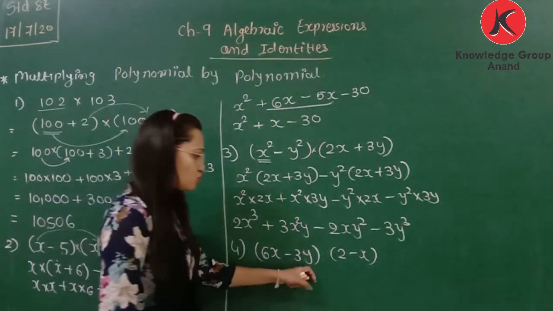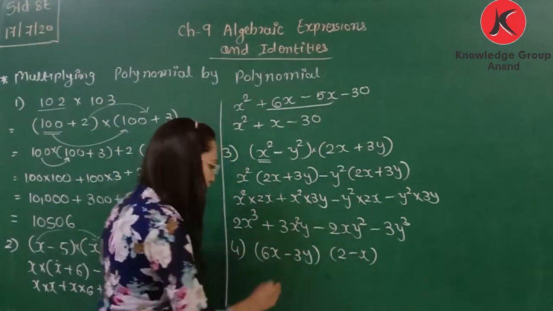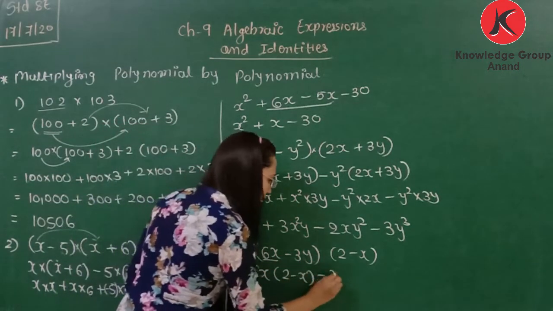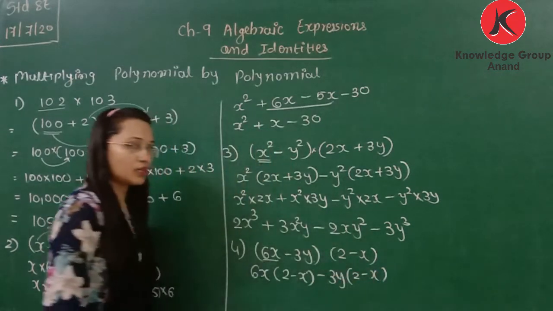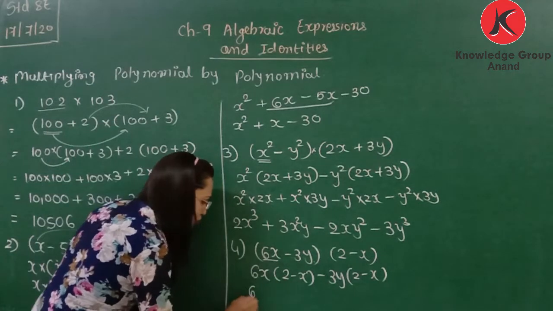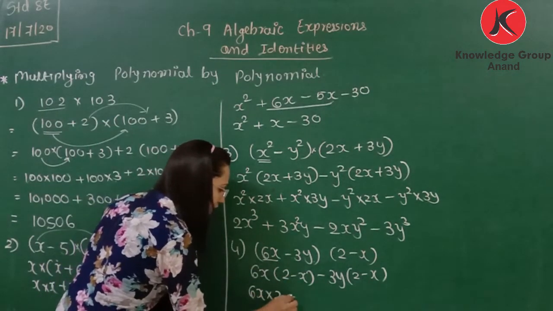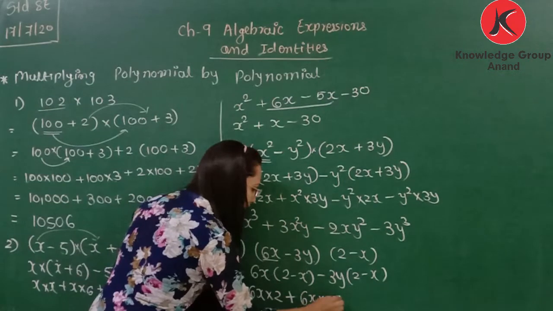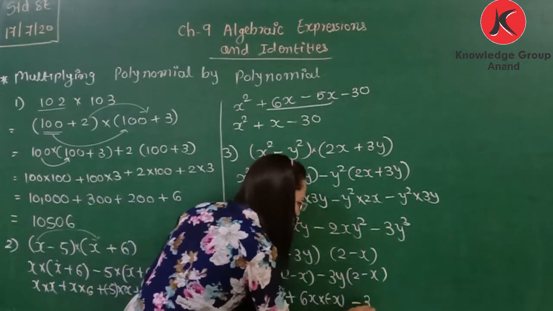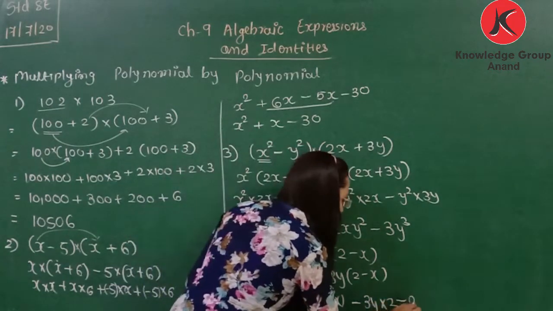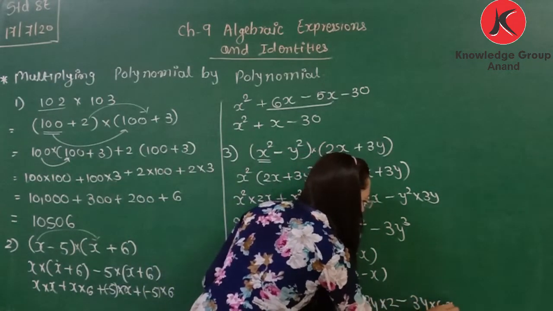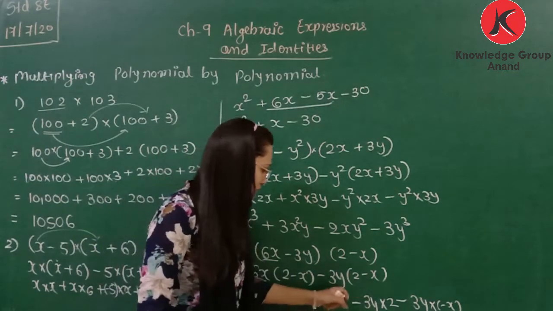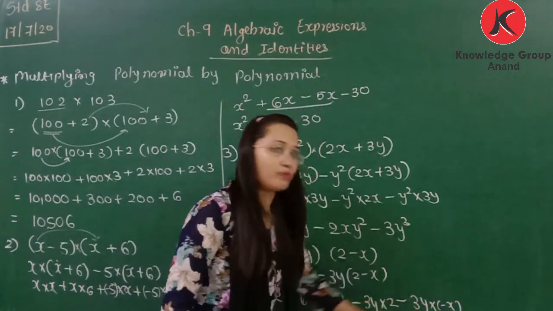Now here 6x minus 3y multiplied with 2 minus x. So here first 6x is multiplied with 2 minus x, and minus 3y is multiplied with 2 minus x. Clear? Now 6x is multiplied with 2 and 6x is multiplied with minus x. So here the sign of 6x is plus, we write plus here, multiply minus x. Minus 3y is multiplied with 2 and minus 3y is multiplied with minus x. Again here minus 3y multiplied with minus x, so it is minus 3y multiplied by minus x.